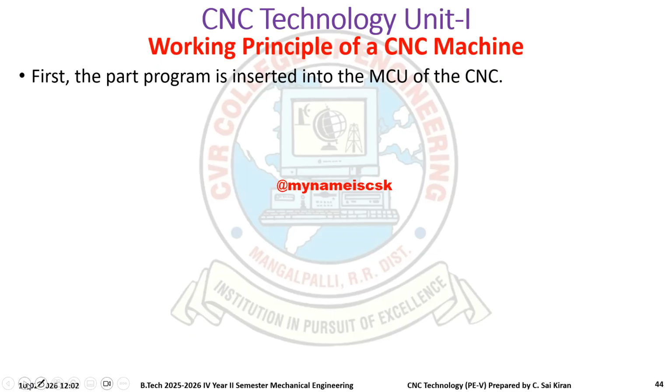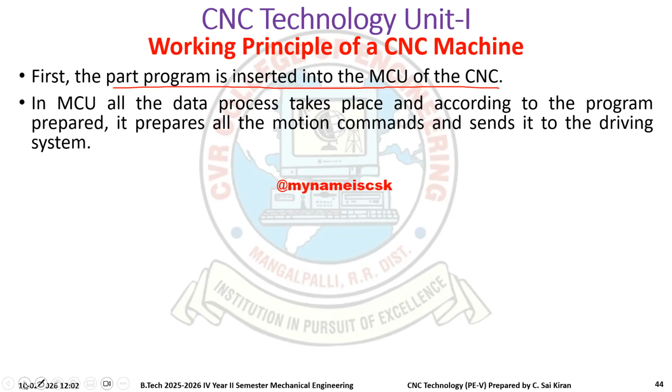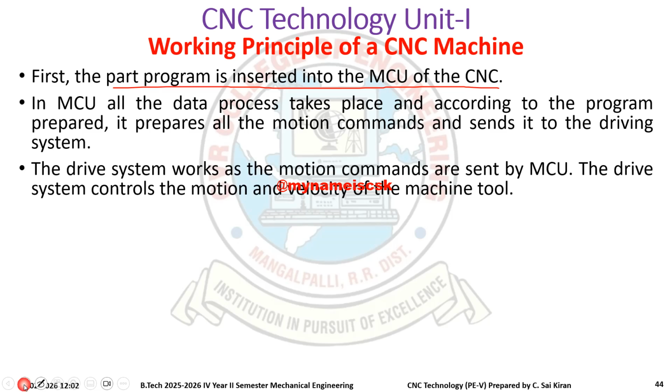Next, the working principle of a CNC machine. First we have to create a part program. This part program is inserted into the MCU, the machine control unit of the CNC. Then the MCU will read the data, prepare all the motion commands and send them to the driving system. This drive system works on the motion commands sent by the MCU. It controls the position or motion and the velocity or speed of the machine tool.